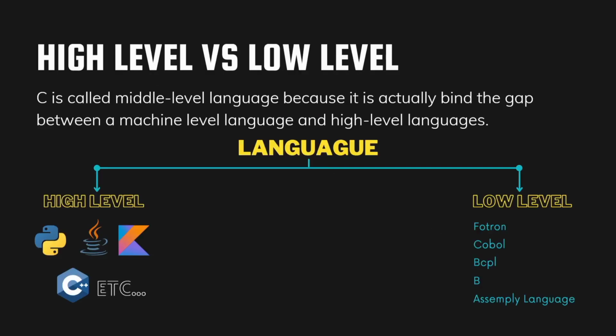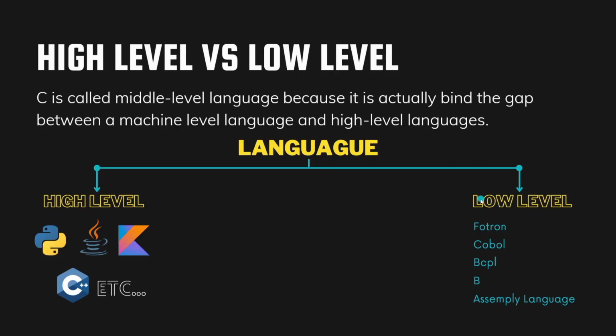So let's go to the other reasons rather than portability: higher level versus lower level. Before talking about mid level, I want to discuss higher level and lower level. Languages can be divided into two parts, higher level languages and lower level languages. Higher level simply means user friendly. The user can write the code and understand the code in a much simpler way than in lower level languages. Higher level languages like Python, Java, Kotlin, C++, C#, etc. are available, which make programming much simpler and the code much easier to understand. Whereas in lower level languages, the code is not user friendly, like Fortran, COBOL, BCPL, B and assembly language.